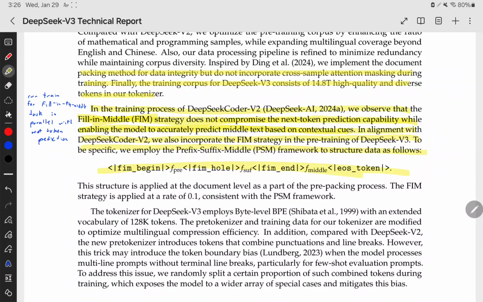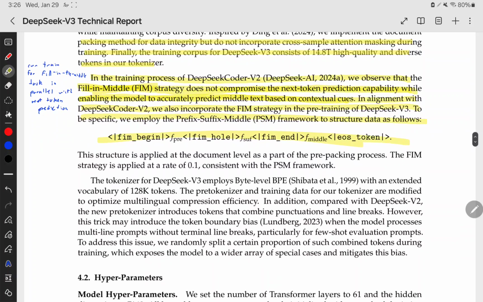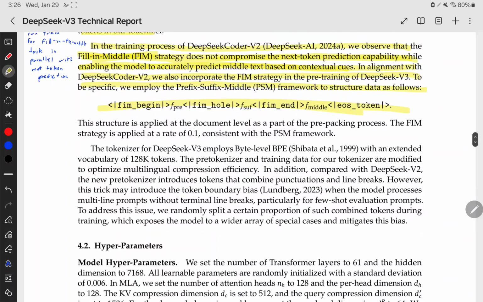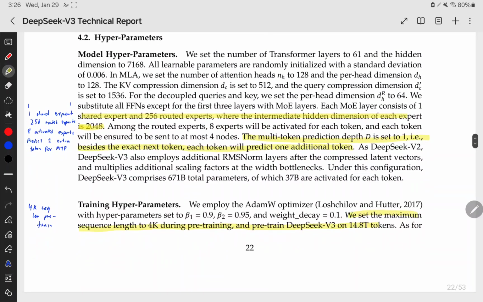So as you can see here, which is quite nice. That means it can do code editing and stuff. And they mention it doesn't have degradation of the next token prediction. So that's cool. Some interesting notes with the hyperparameters. They say each MoE layer consists of one shared expert and 256 routed experts. So almost no shared experts. The intermediate hidden dimension of each expert is 2048.